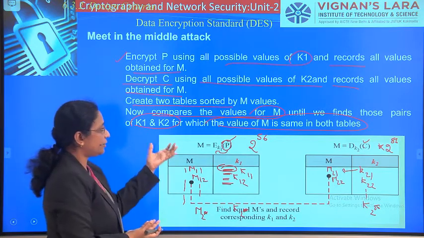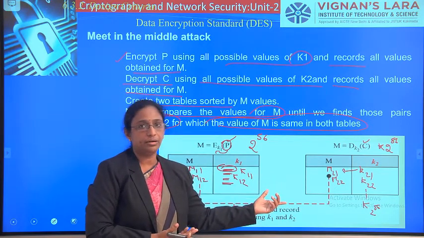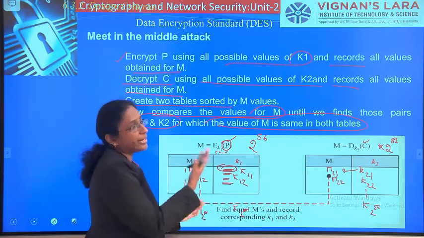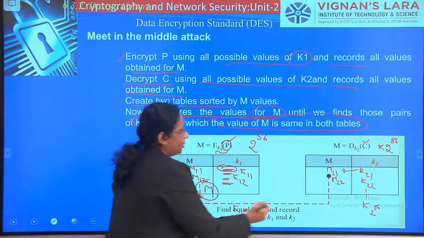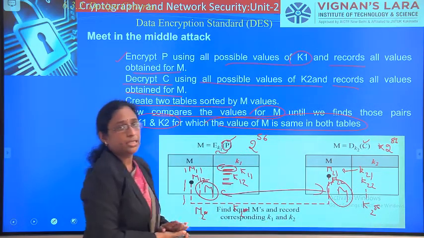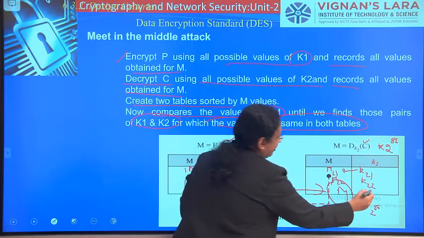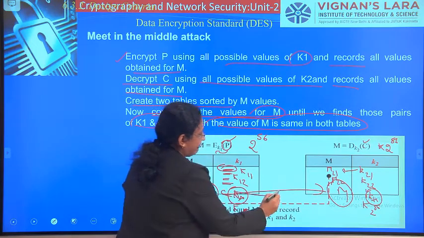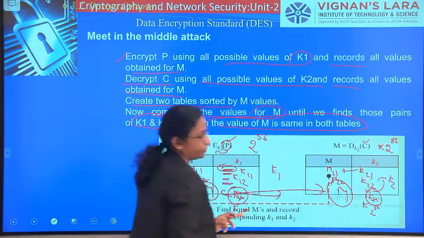So he will be comparing the two tables for some M value to be equal. Since both encryption and decryption are in the reverse order, ultimately there will be some M value which will be equal. Then he will be taking the corresponding K values: this corresponding K value will be your K1 and this corresponding K value will be your K2.